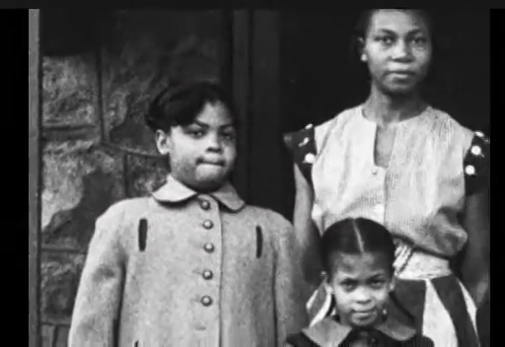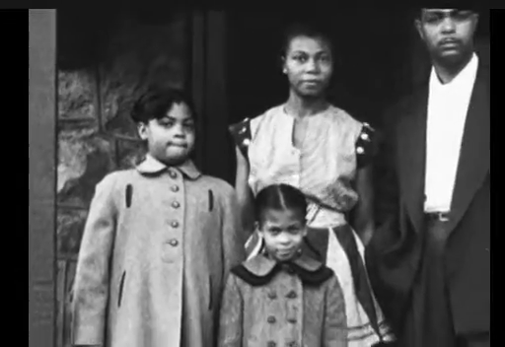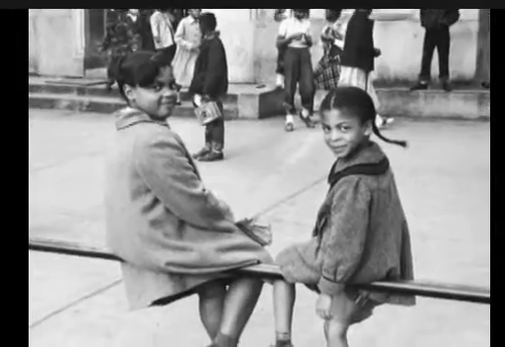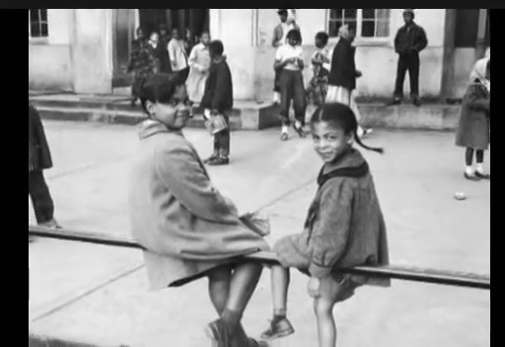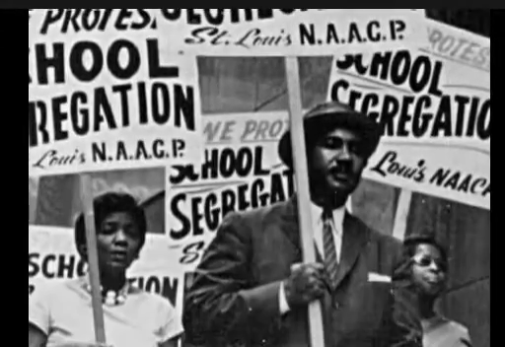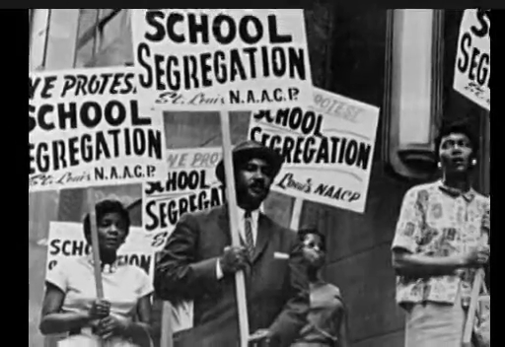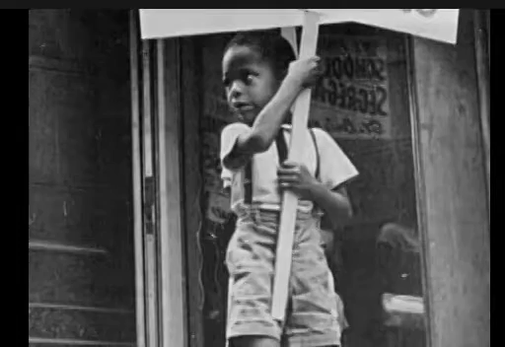The case, Brown versus Board of Education, was named for Oliver Brown, whose daughter was barred from attending the all-white school in their Topeka, Kansas neighborhood. In 1951, the NAACP filed a class action lawsuit on behalf of Brown and others.